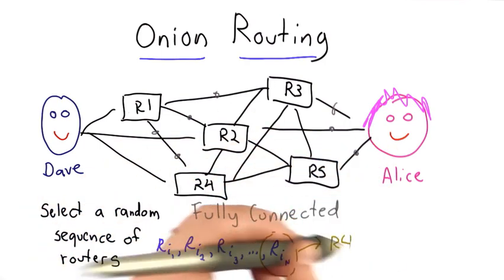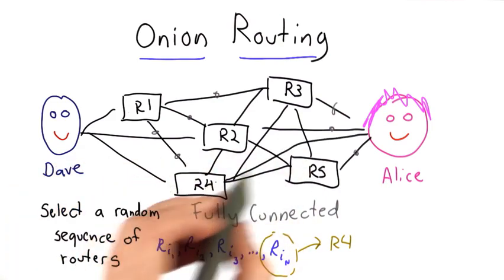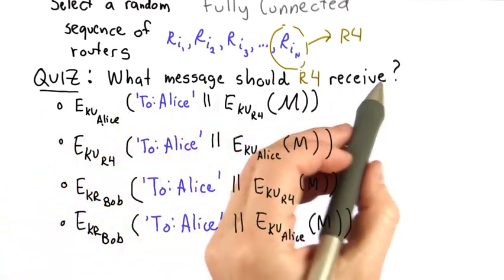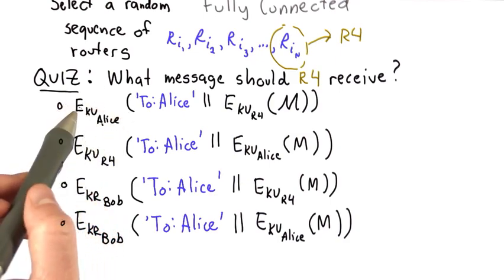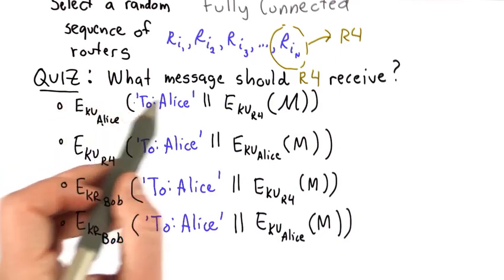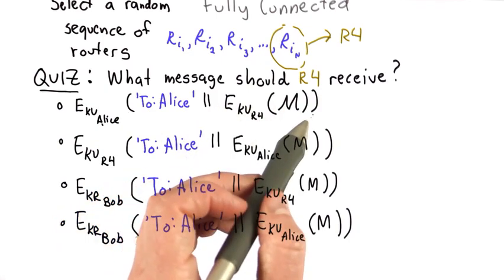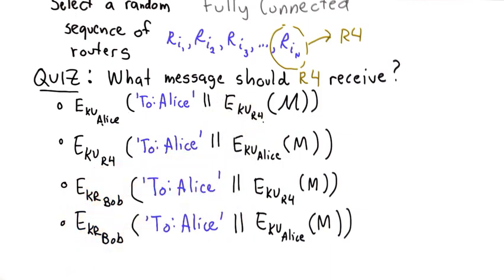Let's assume for now that the last router that I select is R4. I want it to be the case that R4 sends the final message to Alice that Alice can read. The question is, what message should R4 receive? The answers are: encrypted with Alice's public key, the message to Alice in clear, concatenated with the message; this is the message Dave wants to send to Alice, encrypted using the public key of R4.